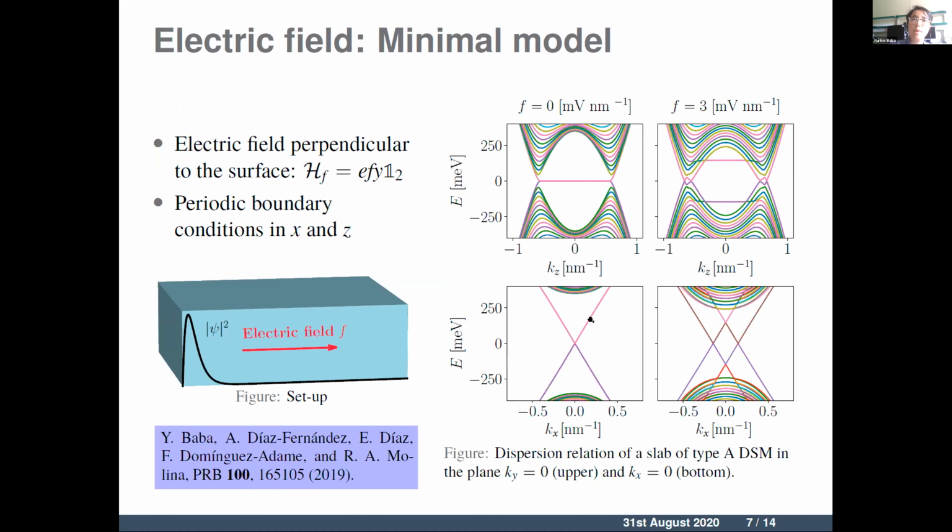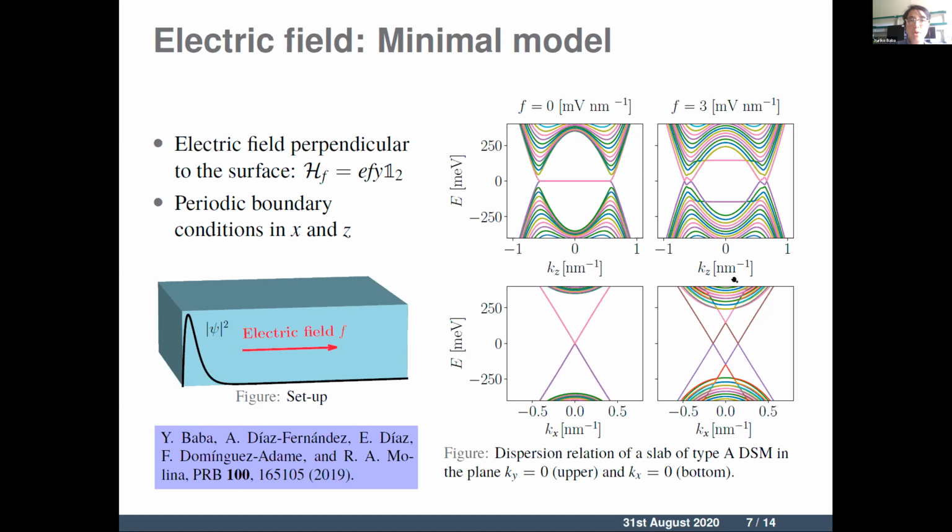Now that the models have been introduced, we can go over to the perturbation. So, what happens to the Fermi arcs if you apply an electric field perpendicular to the surface? The idea was to start analyzing the minimal model, and the electric field in this model can be simply described by adding to the former Hamiltonian this linear term in z. The F indicates the strength of the electric field. The system is finite in the direction of decay, and periodic boundary conditions are implemented in the other two spatial directions. Here you have a schematic plot of the setup.